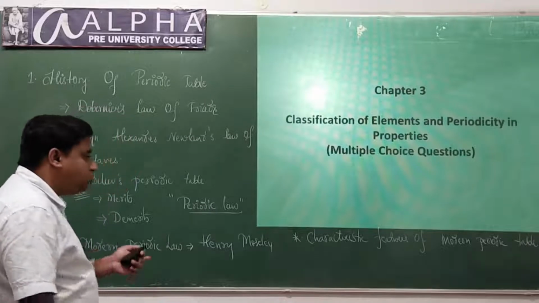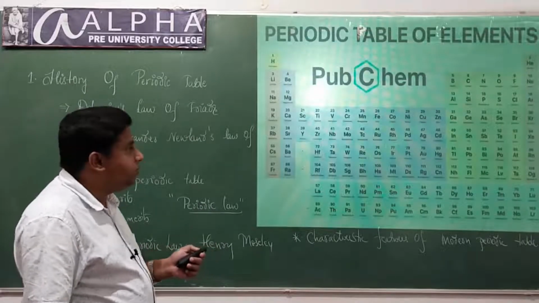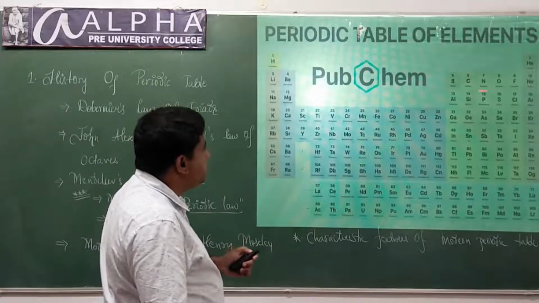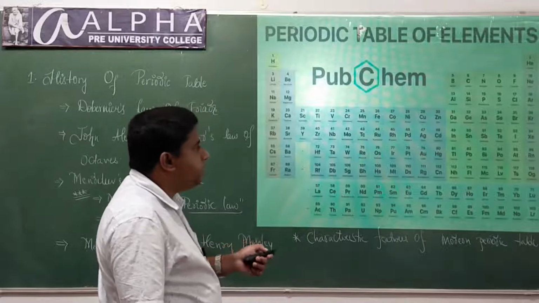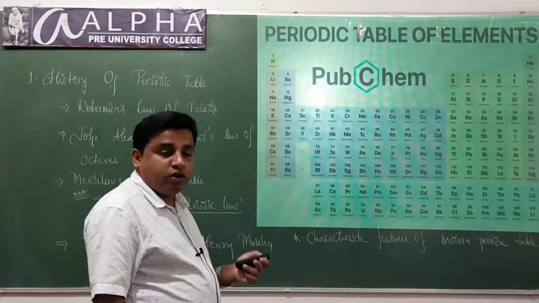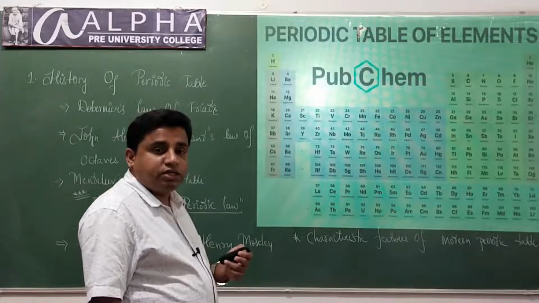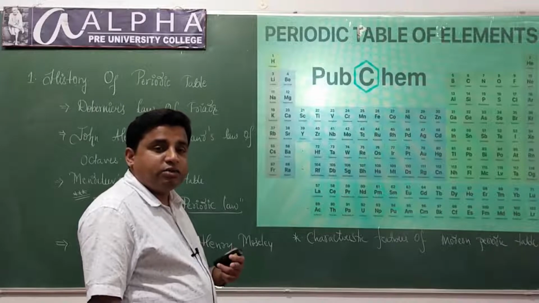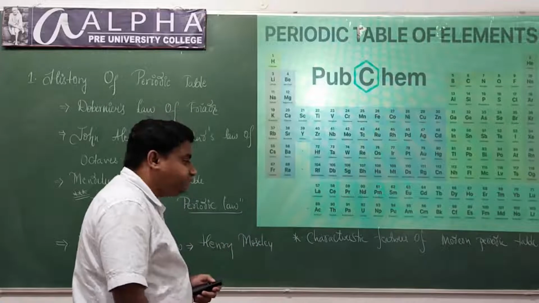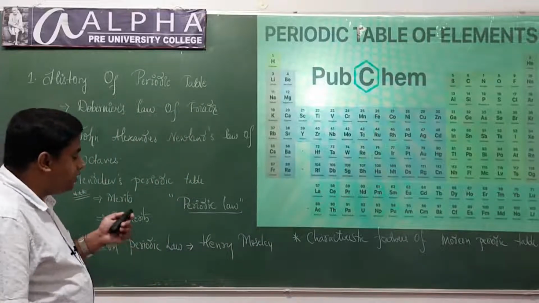So please understand the characteristic features of this modern periodic table. You should have an idea about periods and groups: how many groups, how many periods, what the group number indicates, what the period number indicates, how many elements are present in different groups and in different periods, etc. So many aspects.